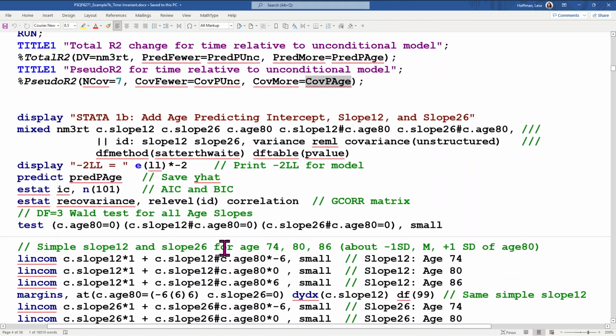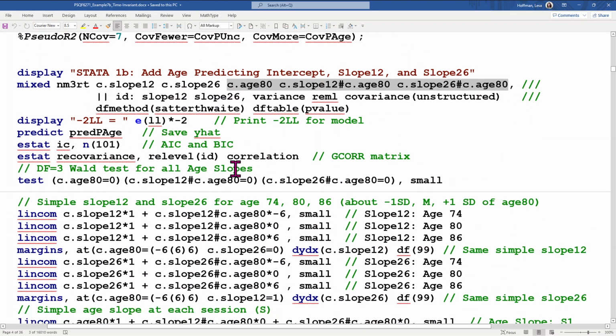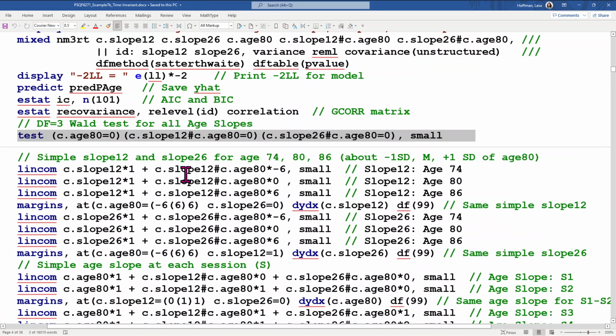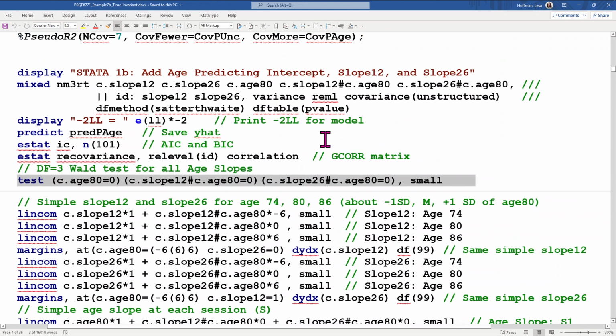In Stata, the new effects of age are entered as fixed effects right here, where again the hashtag or # is used to indicate interaction terms on the fly. The test statement here is used to lump those 3 slopes of age together for a joint hypothesis test, where the small option then is asking it to use the same degrees of freedom method as for the model estimation.